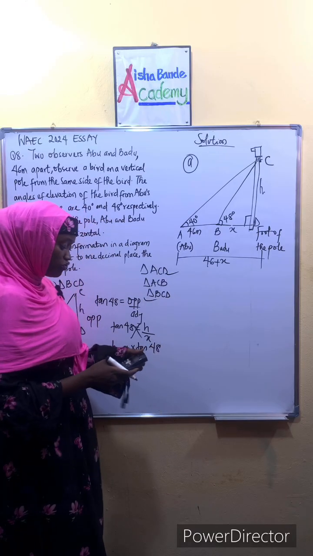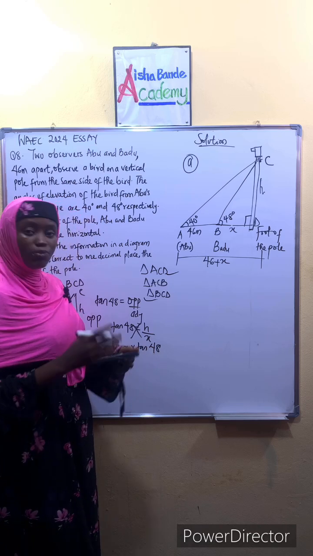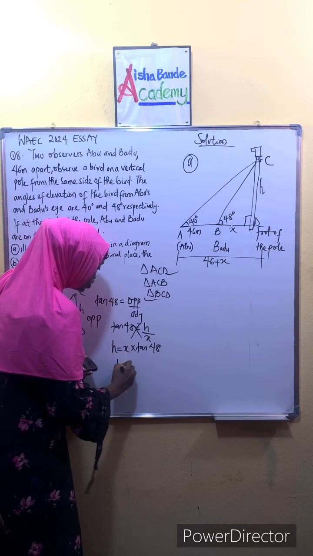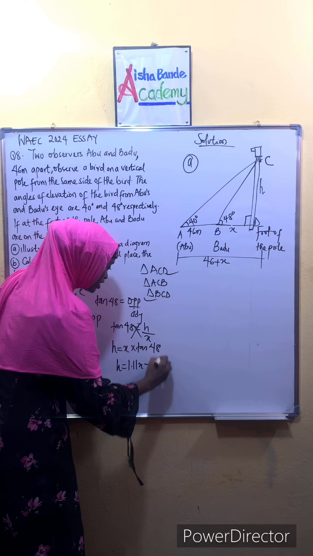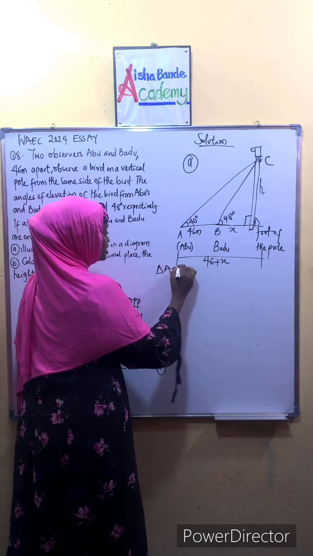So we are going to punch it on our calculator. We have tan 48, which gives a value of 1.11. So now we have H is equal to 1.11x. We call this our equation 1. Okay, so moving on now, let's consider triangle ACD.